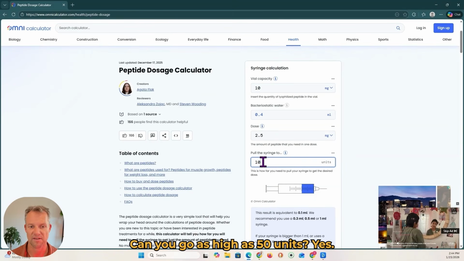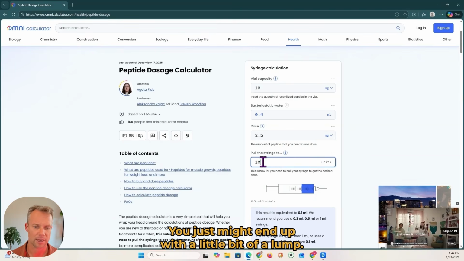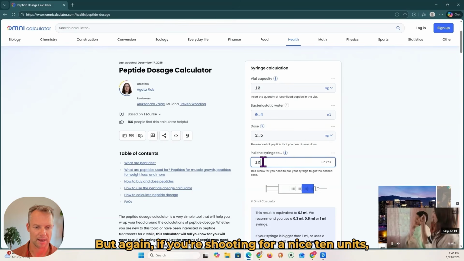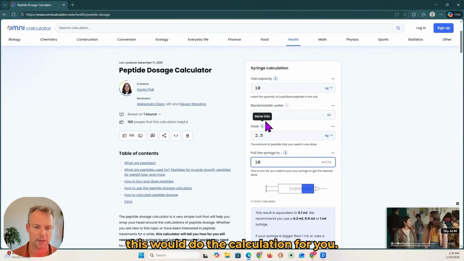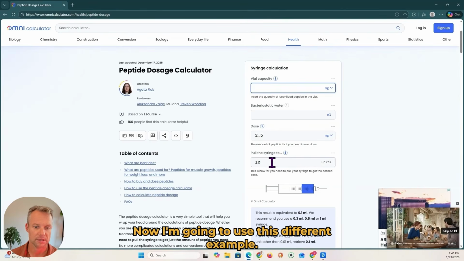Can you go as high as 50 units? Yes. You could go up to 100 units super easily. You just might end up with a little bit of a lump. Usually those disappear over time, but again, if you're shooting for a nice 10 units, this would do the calculation for you. Now, I'm going to use a different example.